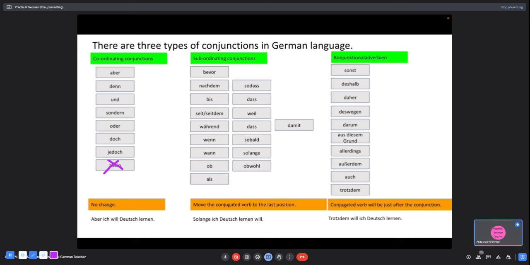Correct, right? So she said "gehe ich zu Bett". She did not say "sonst ich gehe zum Bett", because when you use "sonst", like one of these conjunctions which are also adverbs, the conjugated verb is immediately after the conjunction. Continue, please.